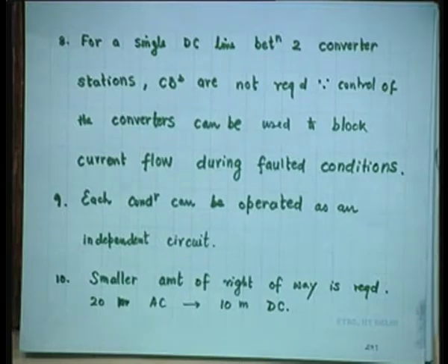Smaller right of way is required because there are only two conductors. If it is 20 meters for AC, for DC it is just half, just 10 meters. Imagine how much more space is available for use if you have HVDC rather than HVAC, and space is a great premium nowadays. There is no space. If you travel in Kerala, there is hardly a single foot available for doing anything. Either there is water or there is some construction.